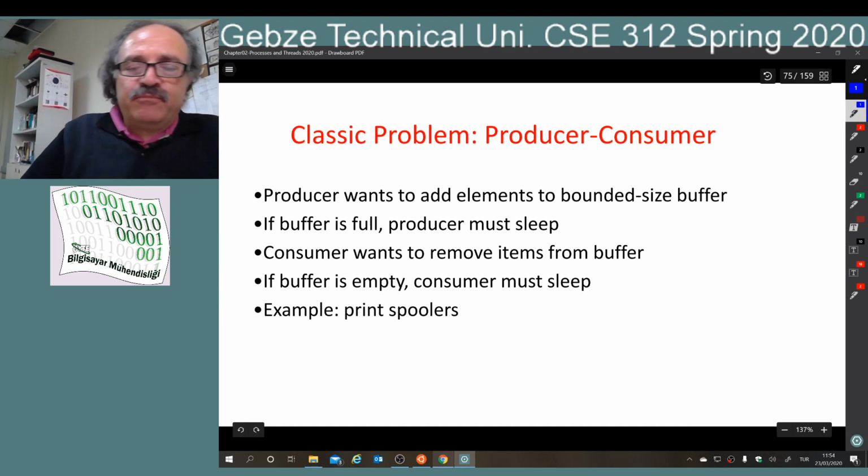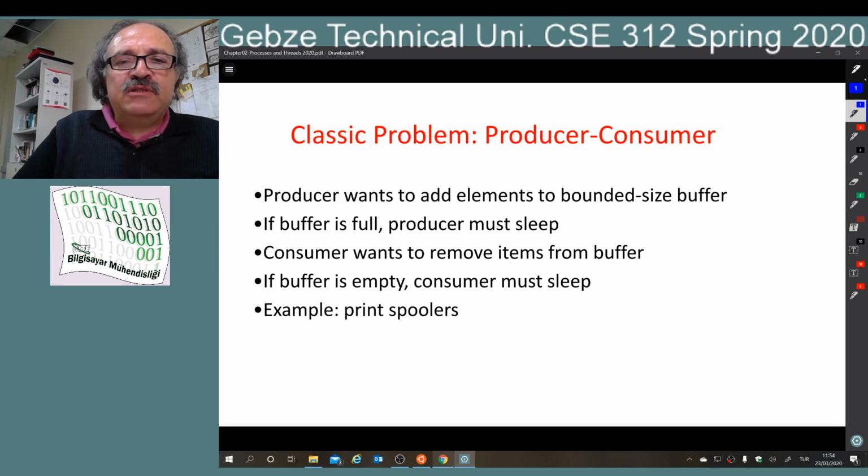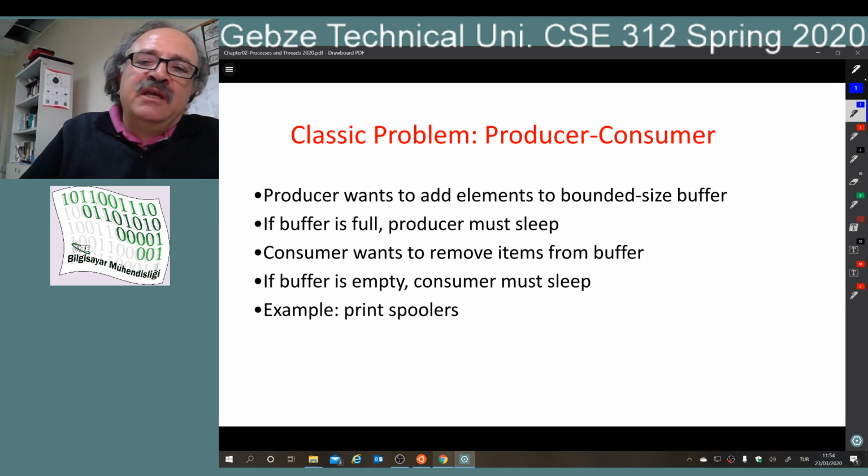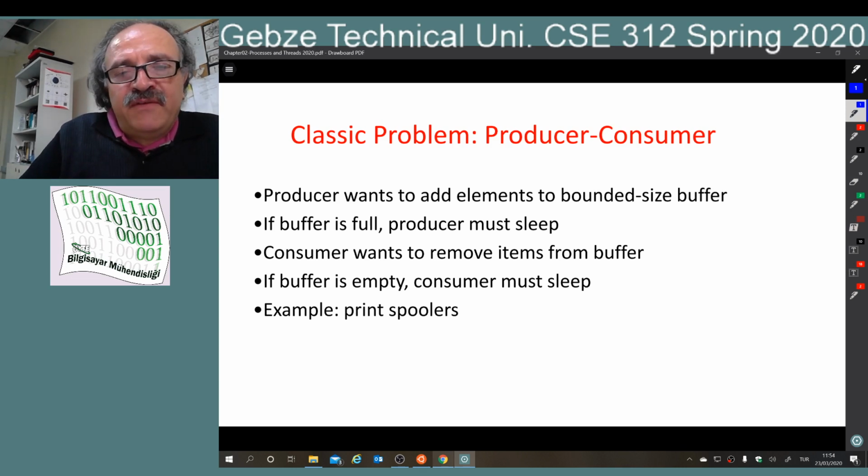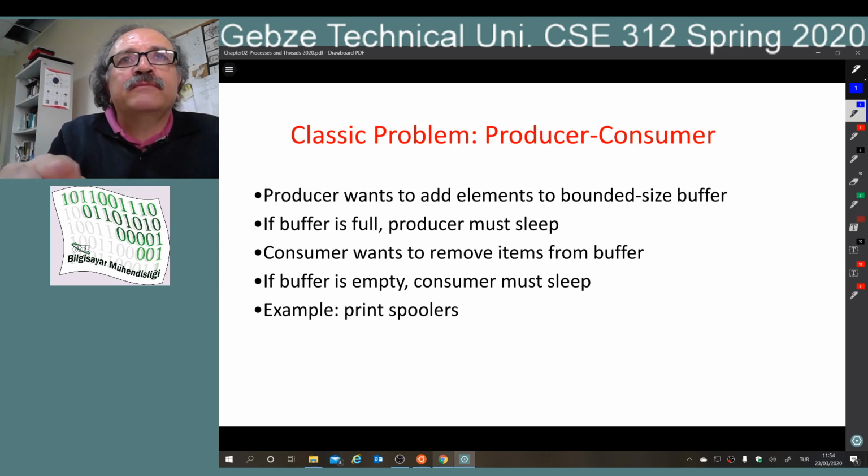Let's look at this problem more carefully. We will produce something and we will put it in a buffer, and if the buffer is full, I have to sleep. For the consumer side, if the buffer is empty, then I need to sleep. I don't go into an infinite loop.